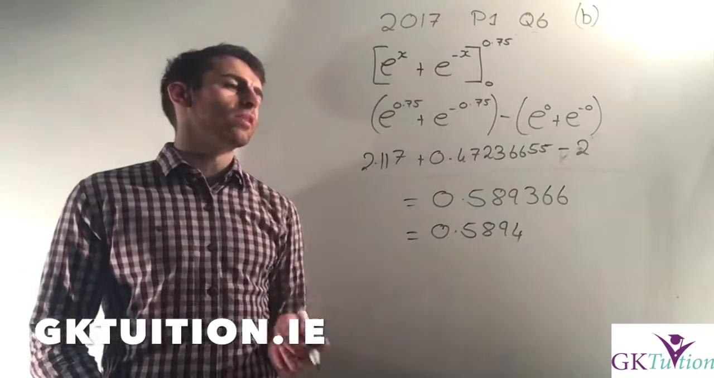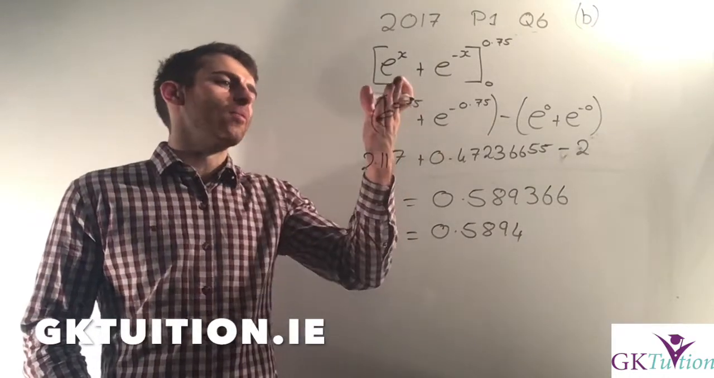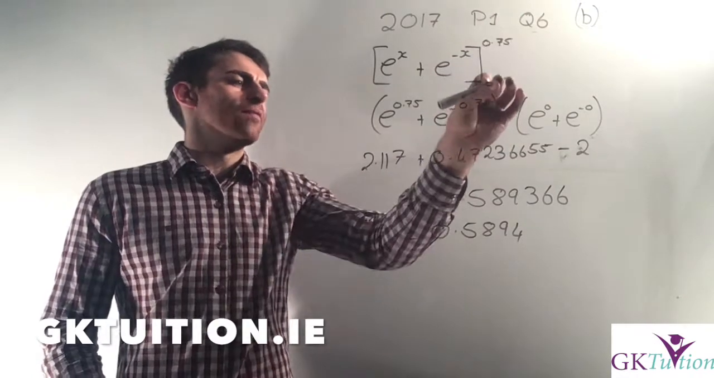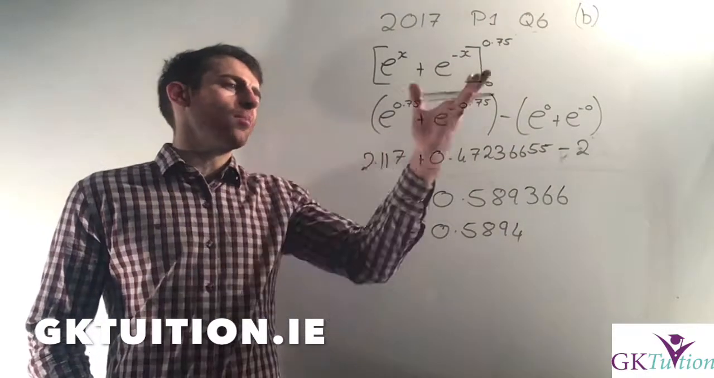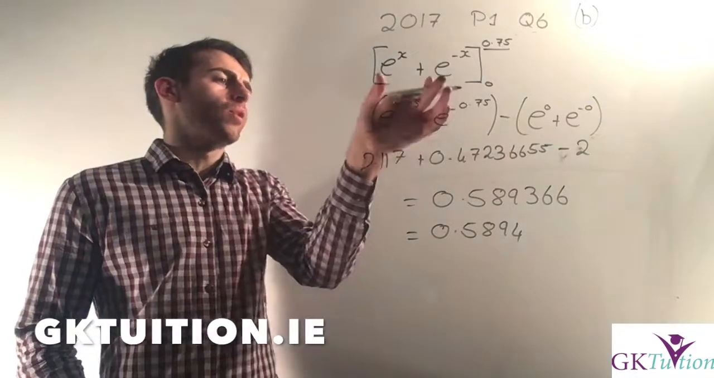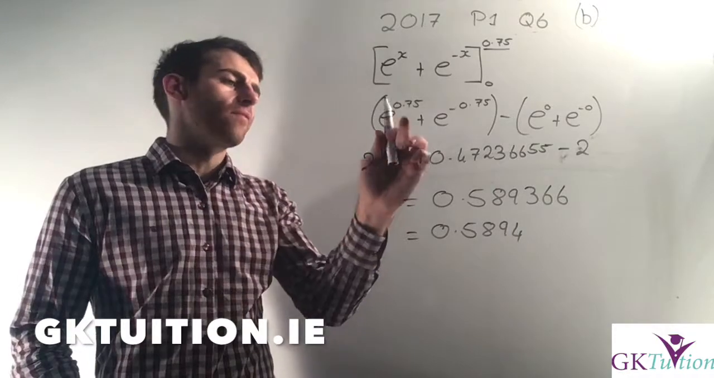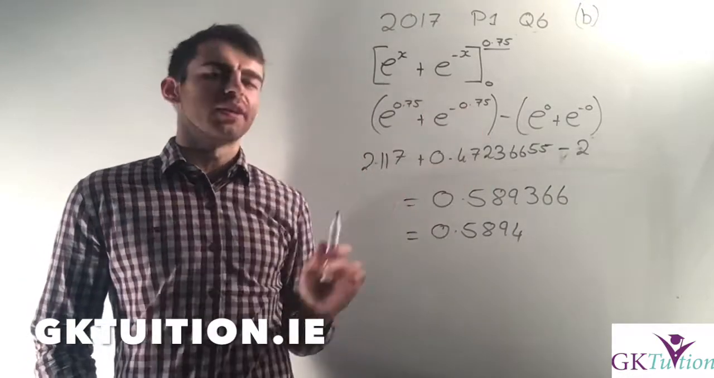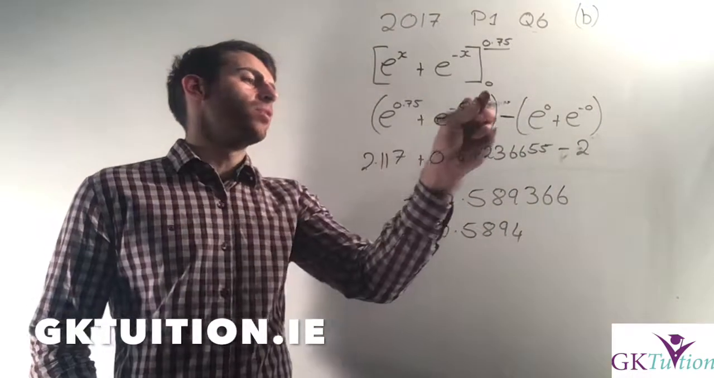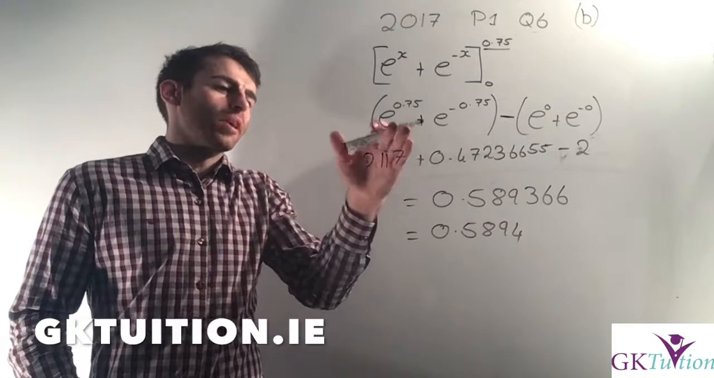Okay, the final bit of this question, and I find a lot of students make silly mistakes at the end here. So I have e to the x plus e to the minus x, and the limits are 0.75 and 0. To apply my limits, the first thing I do is sub in my upper limit. I rewrite what I have in my square brackets, except everywhere there's an x, I sub in 0.75. So 0.75 and minus 0.75. Then I put a minus between my brackets, and I sub in the lower limit, which is 0 and 0.